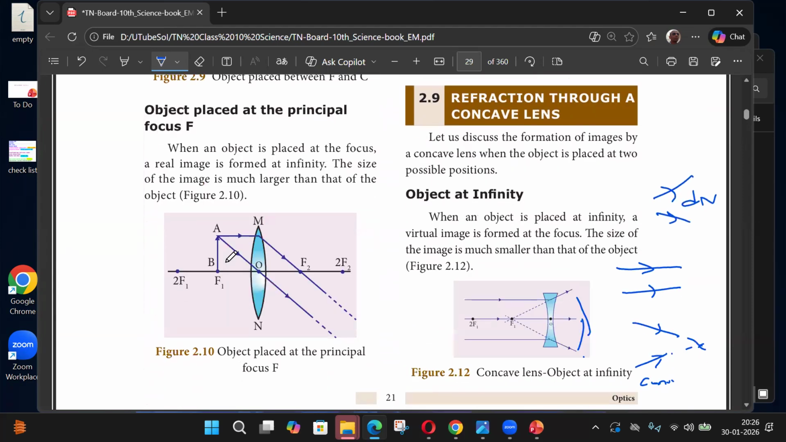Next is the object coming to the focus. So here it will pass through the focus in one. So this will be a parallel beam of rays. Okay, this will never meet.